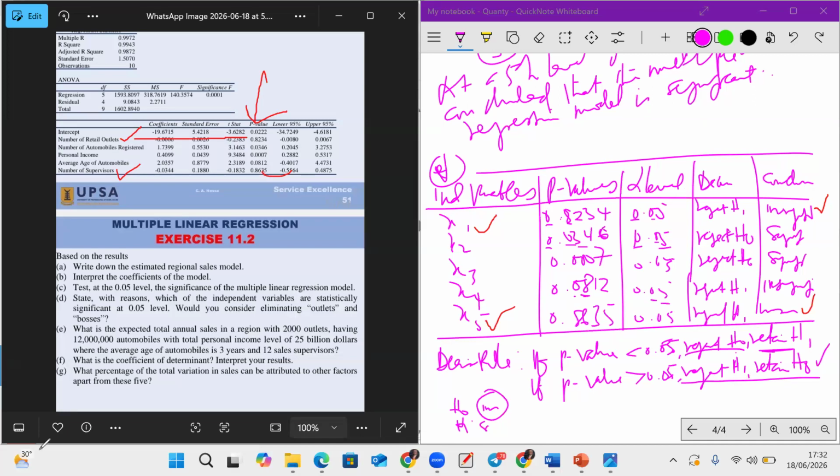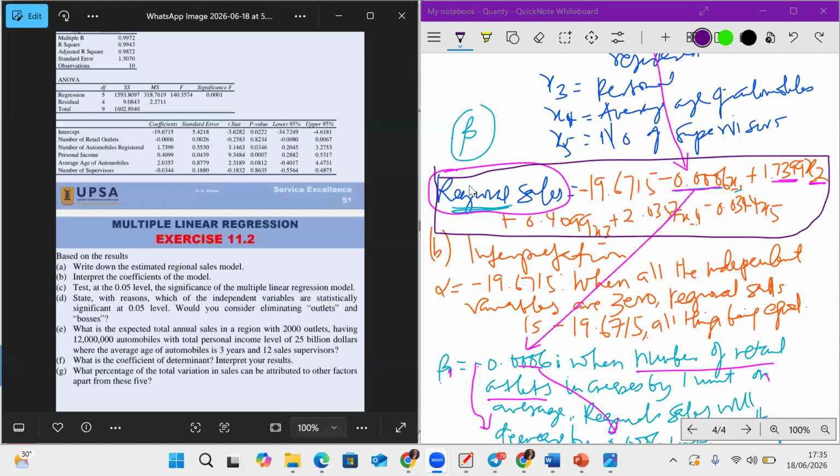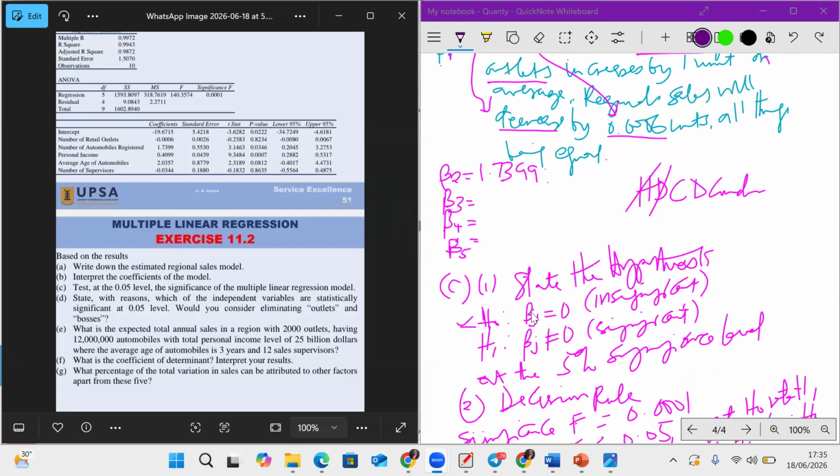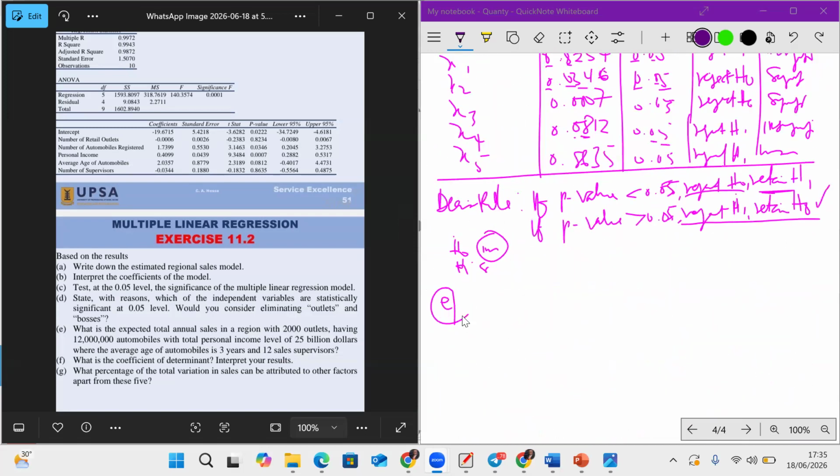Are we good? Okay. So we are on E. E says, what is the expected total sales in a region with 2,000 outlets having 12,000 automobiles with total personal income level of $25 billion, where the average age of automobiles is 3 years and 12 sales supervisors. So I'm saying you just copy the original sales model. But when you are copying it, you are going to replace the X1, X2 with the corresponding figures here. That is what you're going to do.